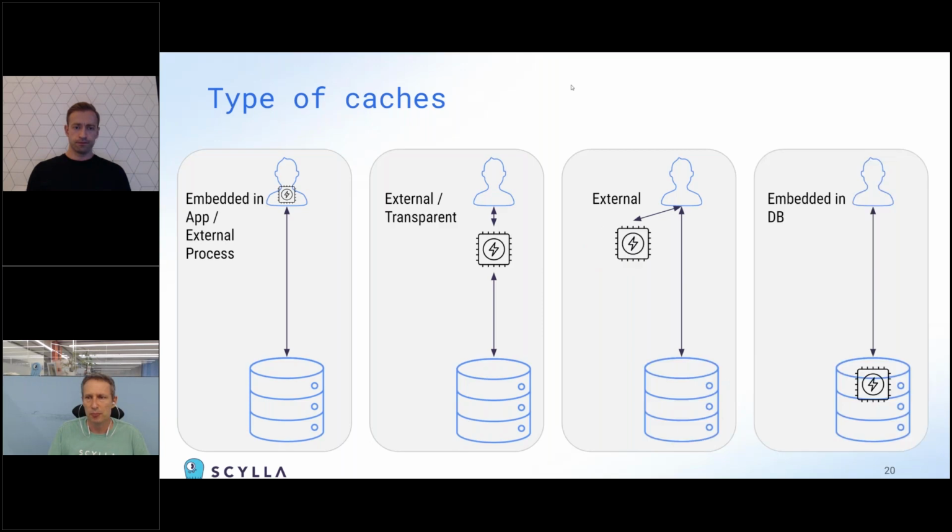And the last type of cache that we are going to cover, Tomek is going to cover later, is a cache that's embedded in your database. Most databases, or I dare say all databases, have some kind of internal cache inside them, implemented in a different way. Some use mmap, some use other methods, but I will leave this part for Tomek.